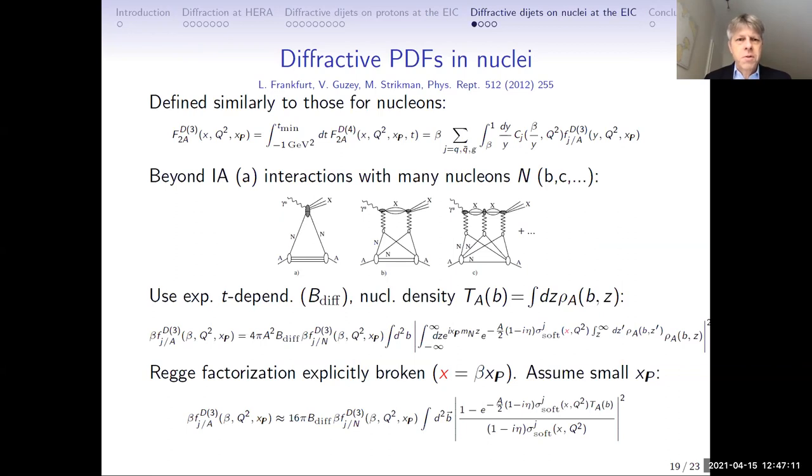And what we chose is the leading twist approximation from Frankfurt, Guzey, and Strikman, which gives a prediction for shadowing on diffractive nuclear parton densities. Again, I don't have the time to go into details. Basically, it relies on multiple Pomeron exchanges with different nucleons in the nucleus. And then I want to go to the results directly on the next slide.